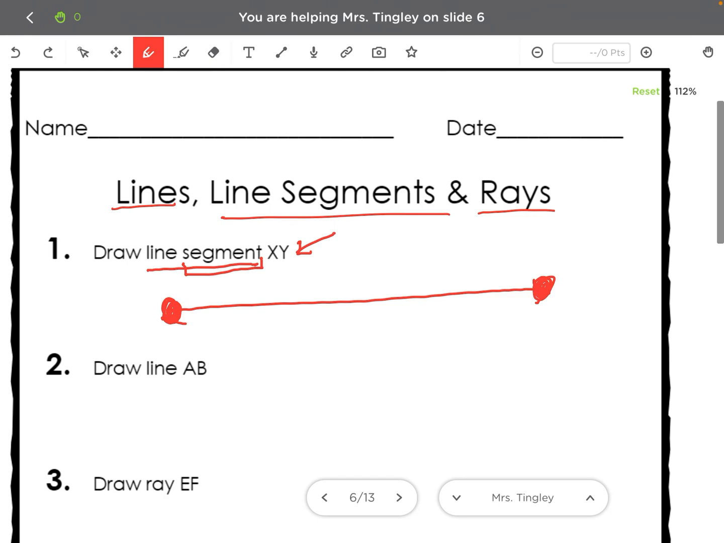Now you can see that it told us to label it X, Y. The first letter is for our starting point, and our second letter is for our ending point. Go ahead and draw that now.